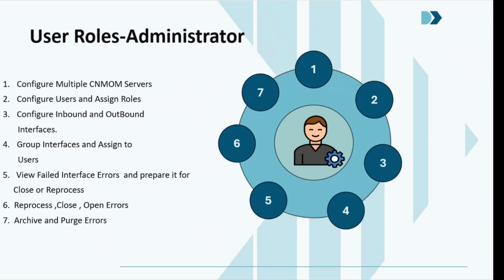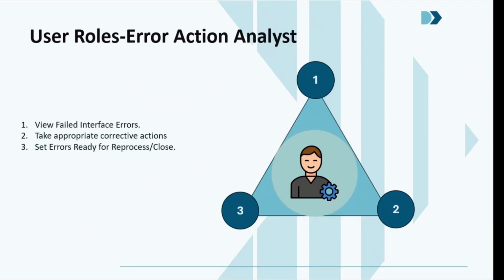The administrator ensures that analysts see only the right errors, alerts go to the right users, and system data remains clean, compliant, and efficient. The error action analyst. This role plays a crucial part in ensuring that errors don't just get noticed but are handled correctly and efficiently.